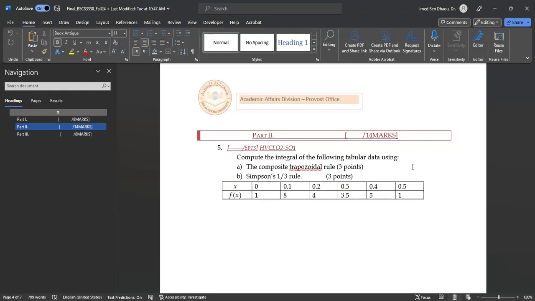I see a Microsoft Word document with a math problem. It appears to be a question about calculating integrals using the composite trapezoidal rule and Simpson's 1/3 rule. There is also some text at the top of the page with the title, Academic Affairs Division, Provost Office.